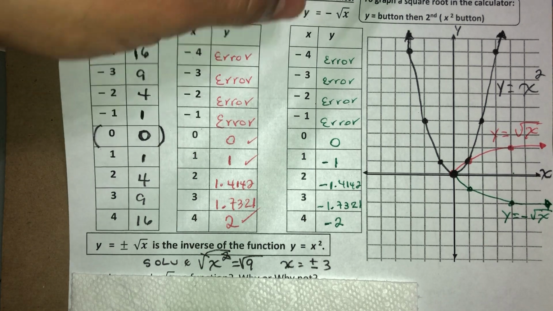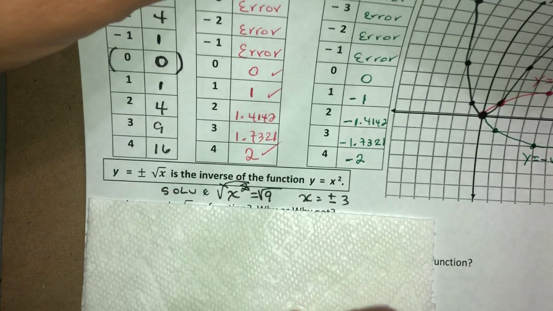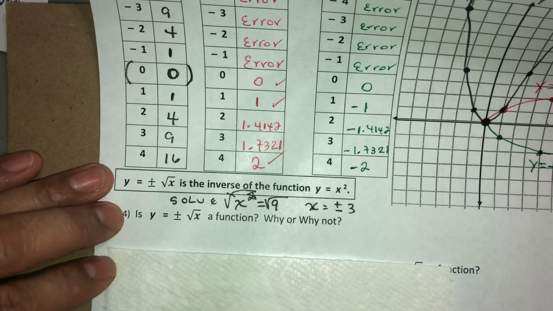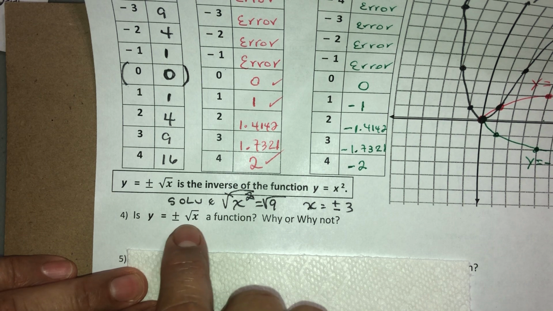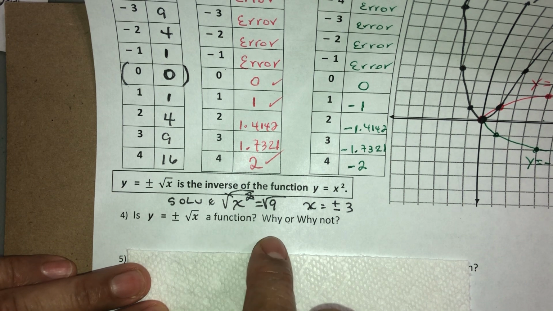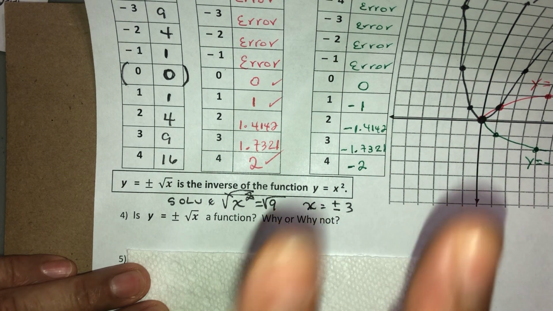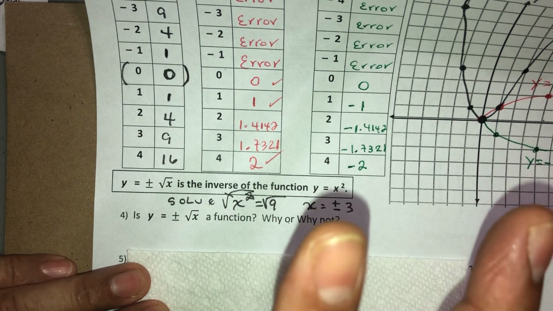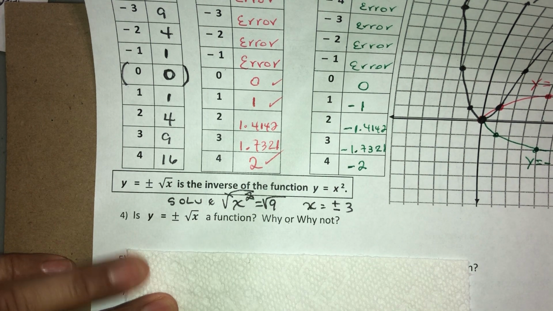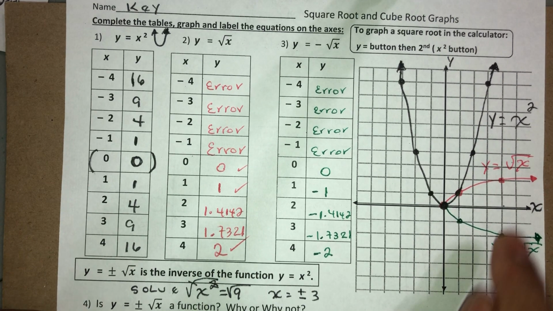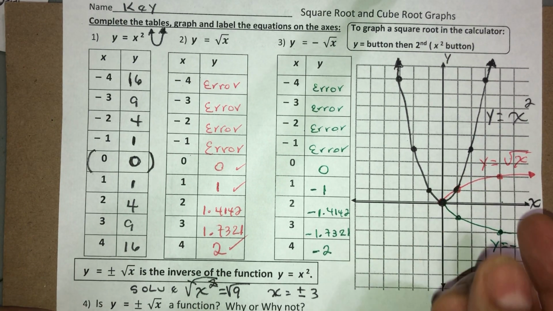So now we're going to answer questions. The first question says, is y equals plus minus radical x a function? Why or why not? Now, remember, that's talking about both parts of the square root, the positive root and the negative root. So if I graph this, what do I get? I get this graph right here, which includes both.